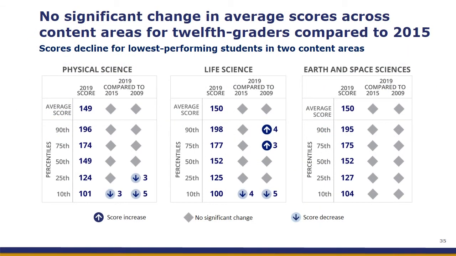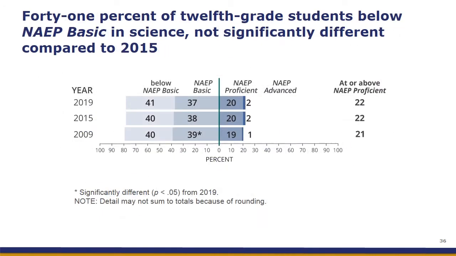There is no change in the content areas overall compared to both 2015 and 2009. The percentiles do show a little movement. Notably, both physical science and life science declined at the 10th percentile compared to both 2009 and 2015. The achievement level findings show 41% of 12th graders performed below NAEP Basic in science, and 22% performed at or above NAEP Proficient.